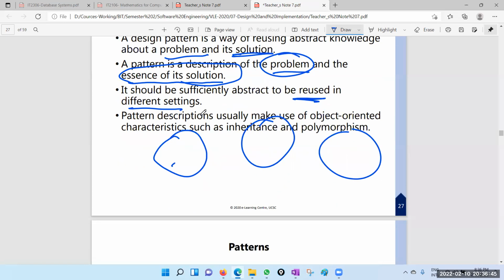Right. Pattern descriptions usually make use of object-oriented characteristics such as inheritance and polymorphism. Yes. So when we document the solution or when we come up with the solution, we often use concepts like inheritance and polymorphism to our advantage.